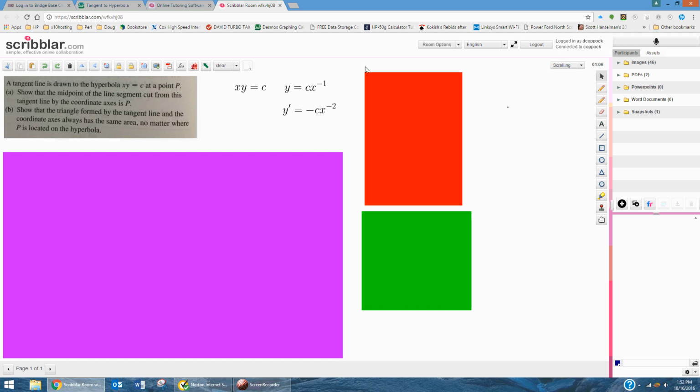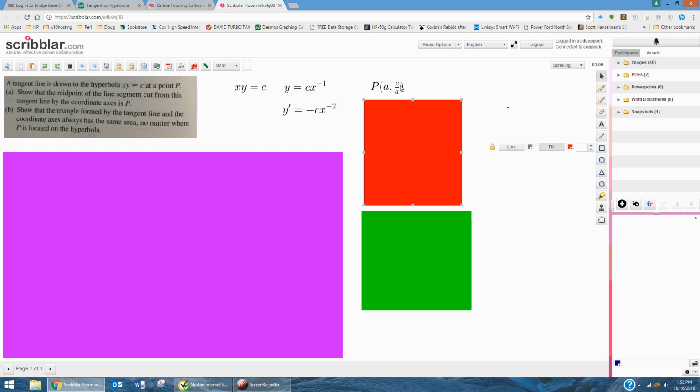And what we're going to do is let P be some point that is on that hyperbola, and we'll let the x-coordinate be represented by the letter a. If the x-coordinate is a, if you picture putting a in for x in y = c x to the minus 1, you can see that the y value is going to be c over a.